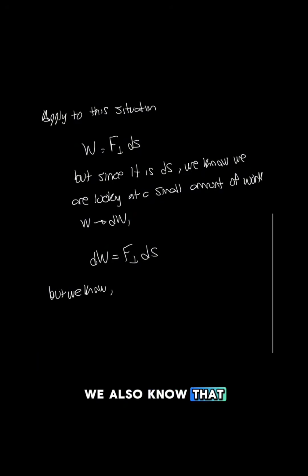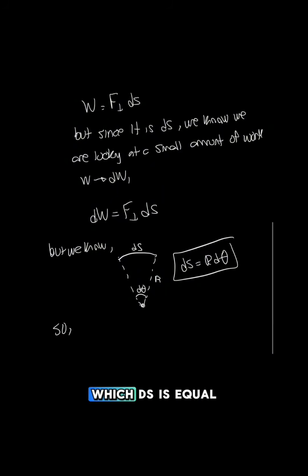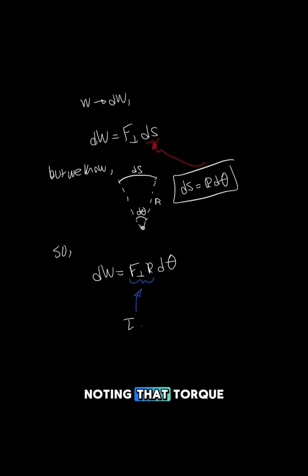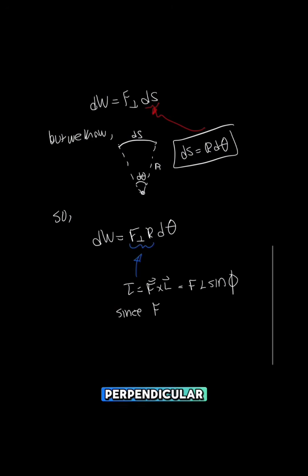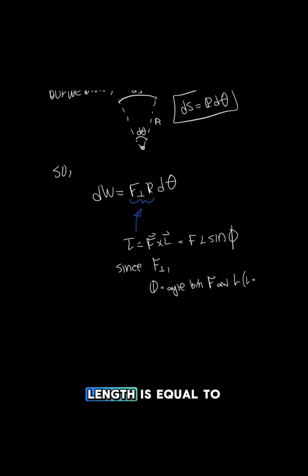We also know that for a small change in angular displacement, we have this relationship here, in which ds is equal to r d theta. So we could plug in r d theta for ds in our expression. Then we can look at this part here, noting that torque is equal to force times length, which is also equal to F L sine phi by the cross product rule. Since we're looking at force perpendicular, and we know that phi is the angle between force and the length, in this situation, the length is equal to r.